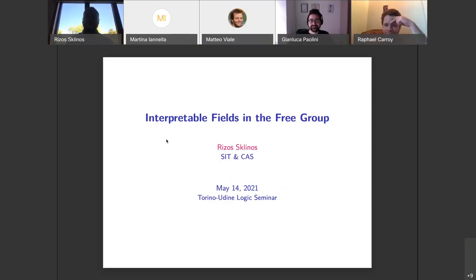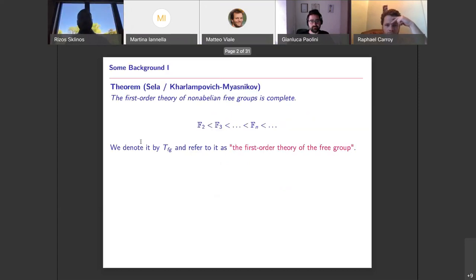All right, so I'm going to talk about non-abelian free groups and what kind of structures one can interpret in this first order theory. So let me start with some background.